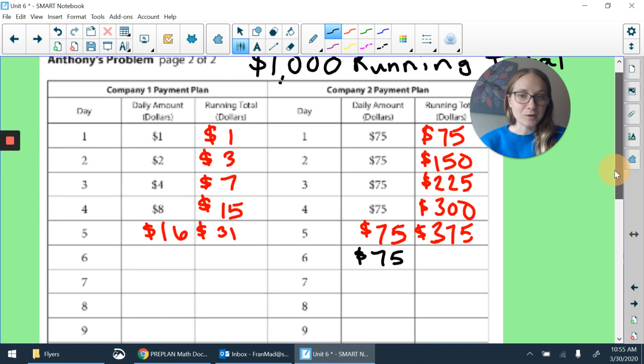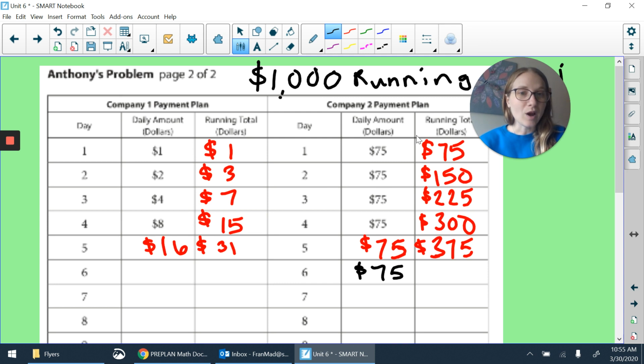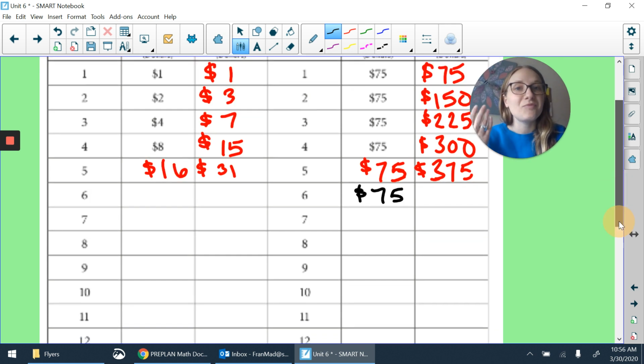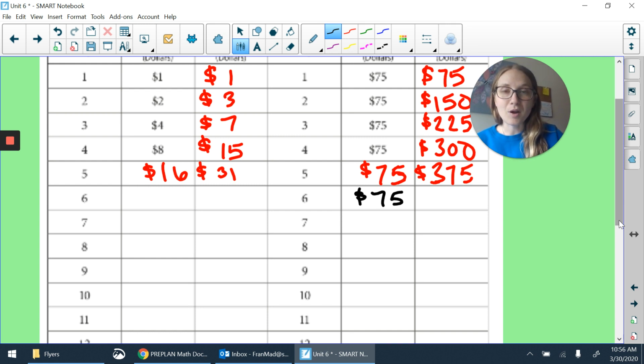Now, thinking about these totals, we already saw that with company 2, we're getting up into some higher numbers, and eventually we will get to $1,000. Team, feel free to write down your work, but you can also use a calculator to create these totals if you need some help as you're going through, okay?